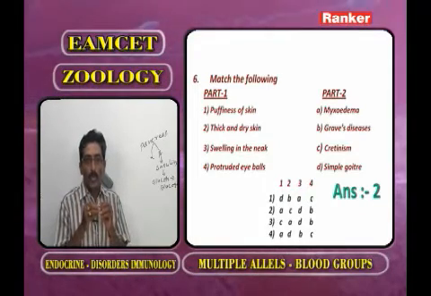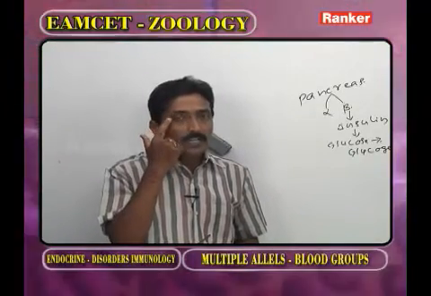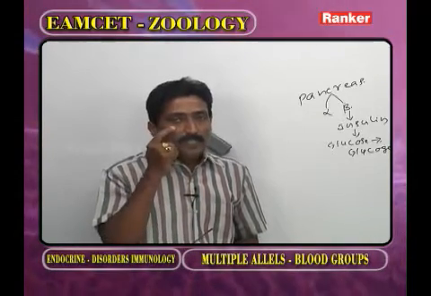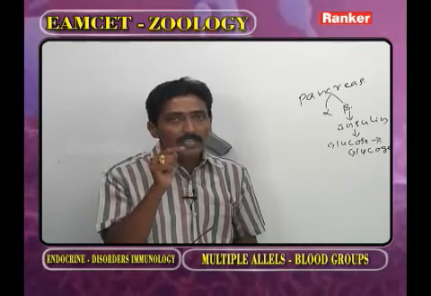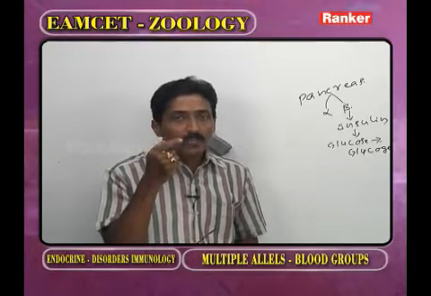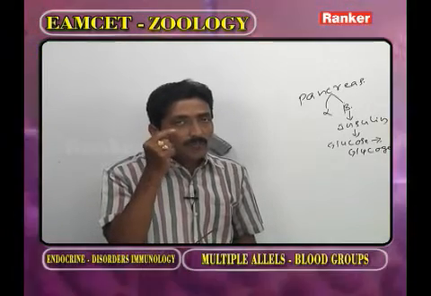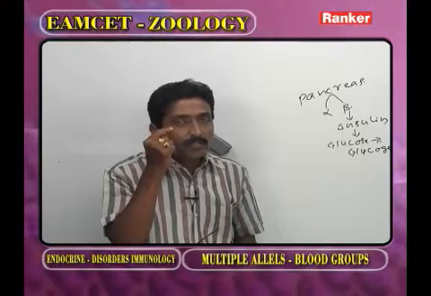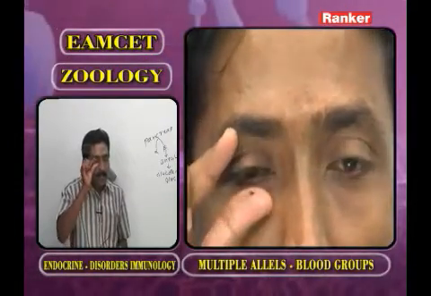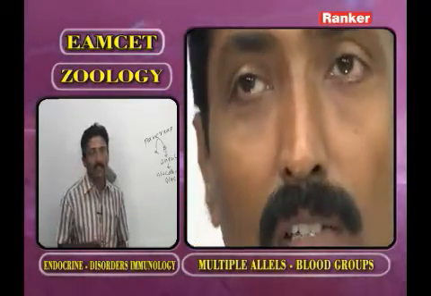Now, protruded eyeballs. As we observe, this one we call the orbit. In the orbit, what is present? The eyeball is present. The one who suffers from exophthalmic goiter or Graves disease, what is going to happen? Between the orbit and eyeball, the tissue fluid accumulates. If more and more tissue fluid accumulates between eyeball and orbit, what is going to happen? The eyeball comes out. That we call protruded eyeballs.